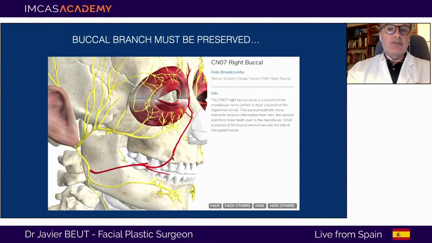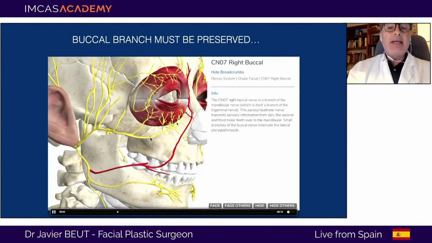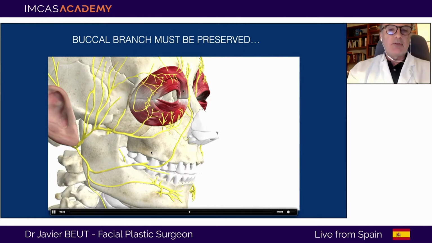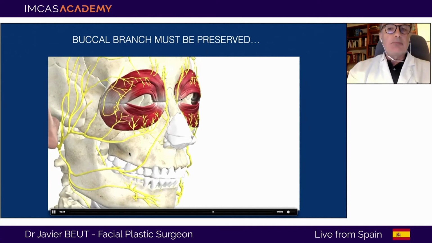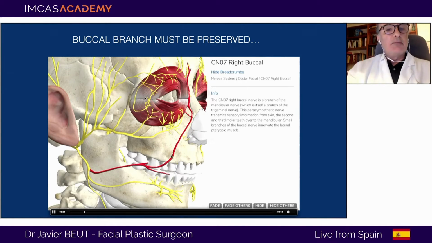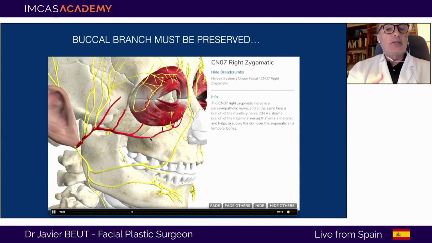Then be careful with the buccal branch. The buccal branch needs to be preserved. Why? Because the buccal branch is the main branch for what? For the orbicularis. The orbicularis is a three-part muscle where you have the tarsal, the preseptal, and the orbital muscle. And it comes from above. So whatever you do from below, you're safe. But whatever you do from above, you can injure this.